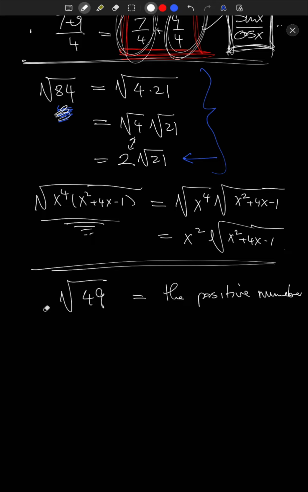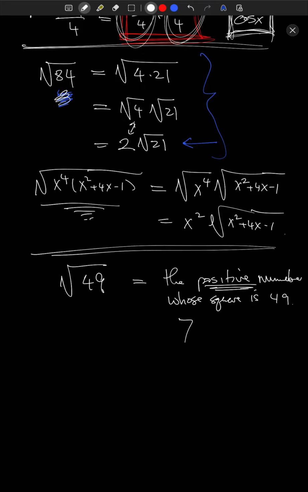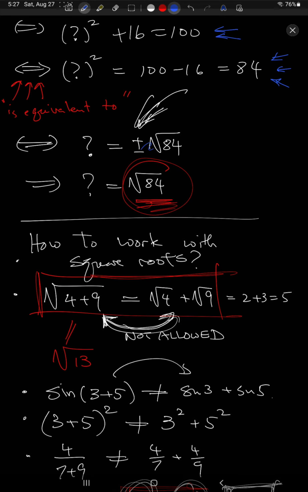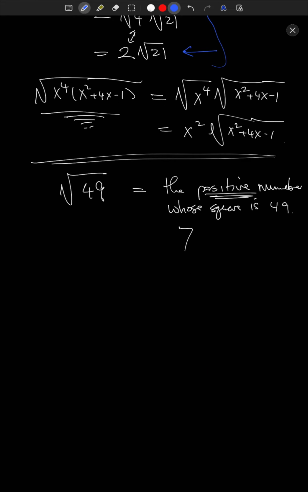This is literally the definition of this symbol, all right? Whose square is 49, all right? So the key is the positive. So when I write square root 49, I mean 7, okay? That's why we had to put the plus or minus upstairs, because when I write square root 84, I only mean the positive square root of 84. And because the answer could have been negative as well, I need to physically insert this minus sign right there. All right. Okay. So that's just a small note on the square root symbol.